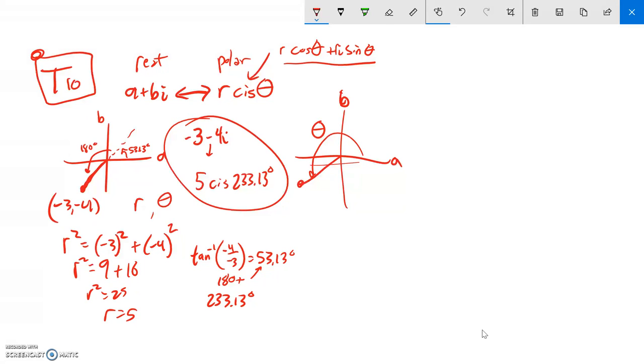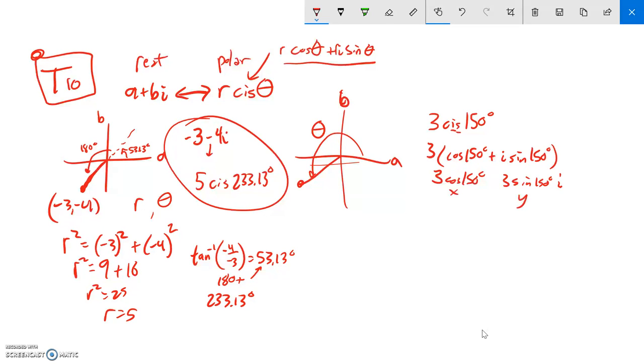So for example, let's say I had an imaginary number that was expressed as 3 cis 150 degrees. This cis 150, remember, is cosine 150 degrees plus i times sine 150 degrees. And so if I distribute that 3 into there, I have 3 cos 150 and 3 sine 150 times i. There's my x and there's my y value.